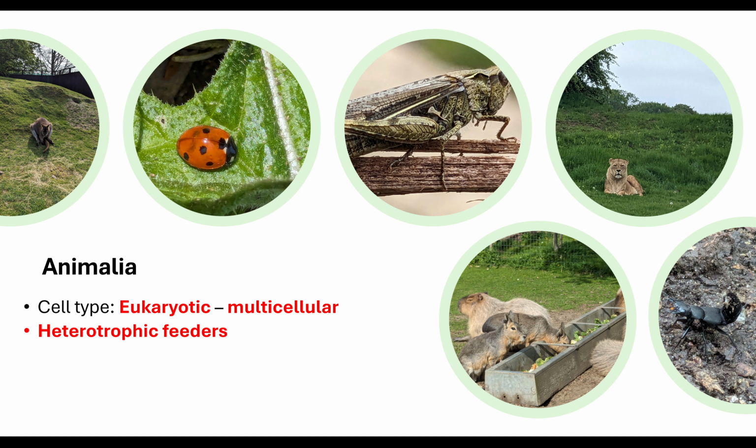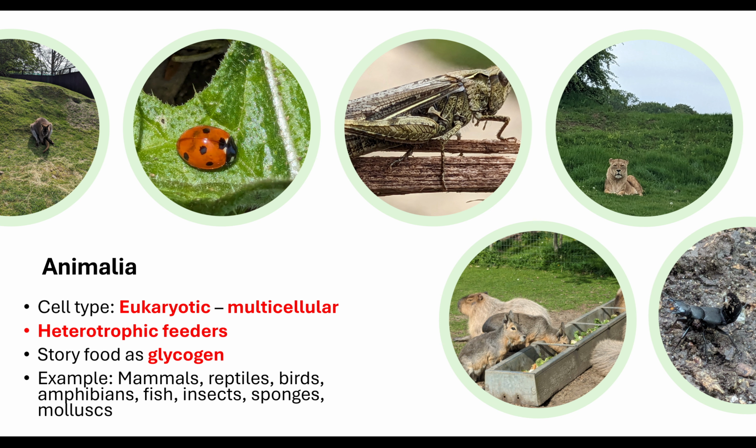So because Animalia can't do the self-feeding, they are heterotrophic feeders. They have to feed on the producers, which are the plants, or they have to feed on other organisms that feed on the plant, so they are consumers. They also store their food as glycogen, so it's important to note that they also store that food as the polysaccharide, and there's so many different examples that you can have for the Animalia classification.